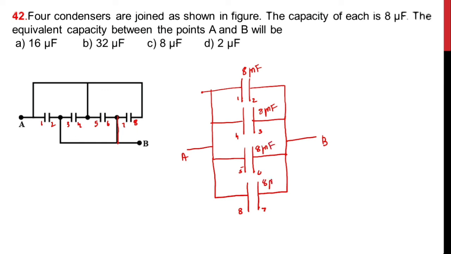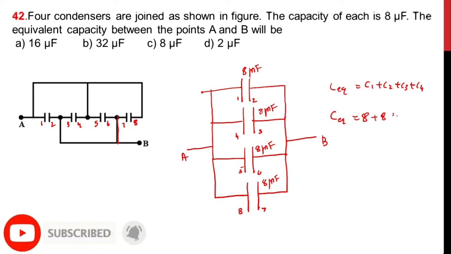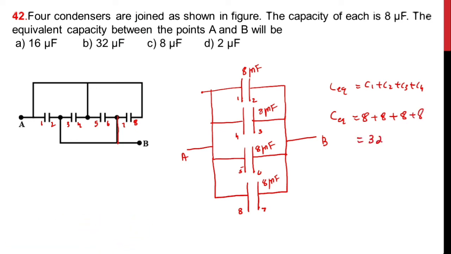If they are connected in parallel, you can find the C equivalent is equal to C1 plus C2 plus C3 plus C4. So what is the final answer? C equivalent is equal to 8 plus 8 plus 8 plus 8, which is equal to 32 microfarad. So what is the C equivalent here? 32 microfarad. So option B is the right answer.